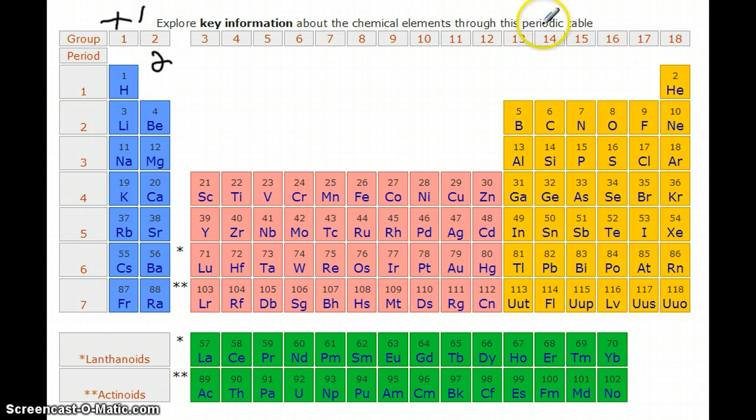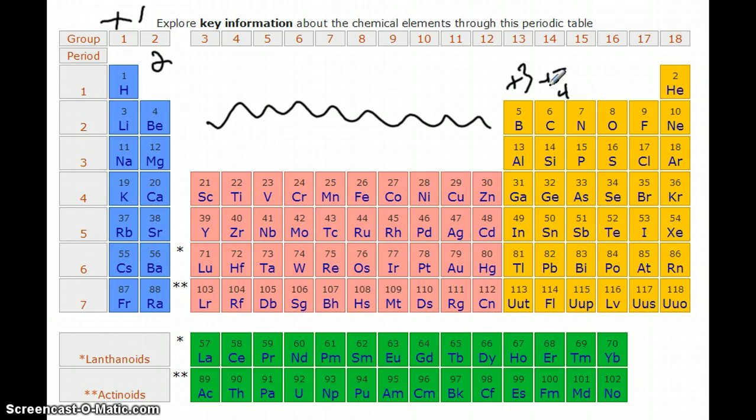And if we jump over here, we have to skip over the transition elements because we know that the transition elements all have variable oxidation numbers. So if we jump over to this group, these are a +3. And then when we get to group 14, it's a +4 or a -4 because they either bond ionically or sometimes they bond covalently. So we don't find those elements in ionic compounds very often.